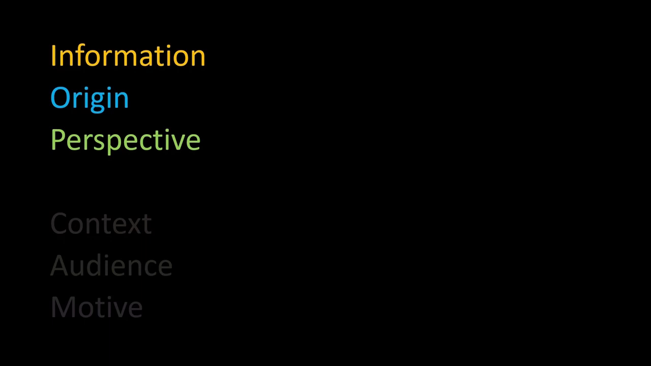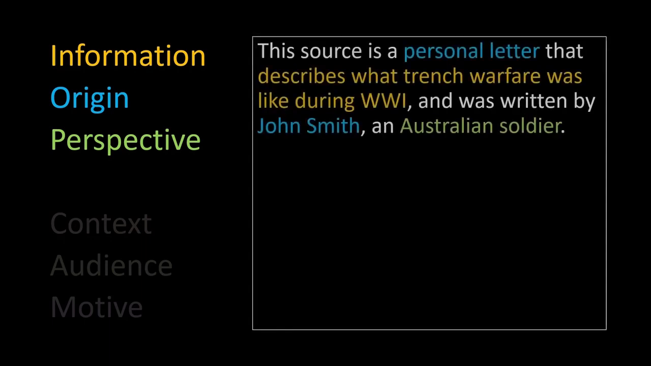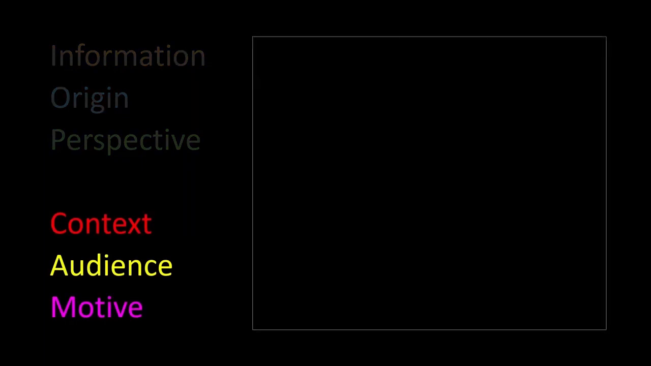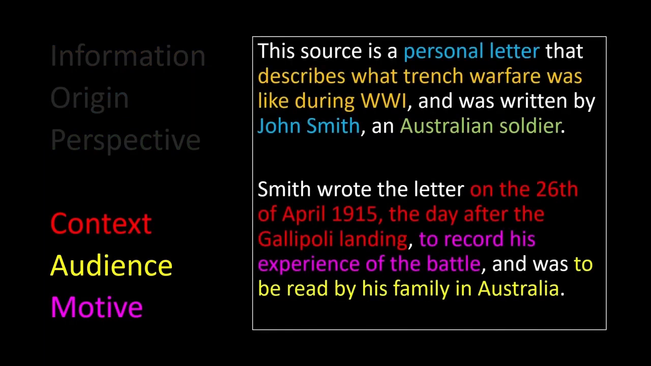For example, this source is a personal letter that describes what trench warfare was like during World War I and was written by John Smith, an Australian soldier. In your second sentence, mention the CAM part of the acronym, that is context, audience, and motive. For example, Smith wrote the letter on the 26th of April 1915, the day after the Gallipoli landing, to record his experience of the battle and was to be read by his family in Australia.